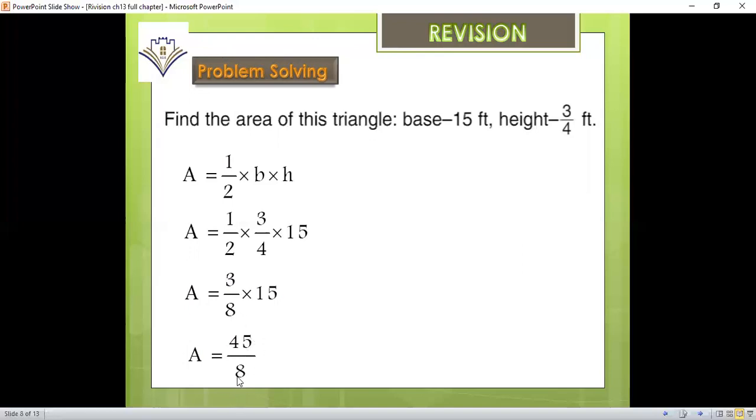We need to convert it to a mixed number. Which number multiplied by 8 equals 45? The number is 5. 5 multiplied by 8 equals 40. 40 plus 5 equals 45. And our unit here is square feet.